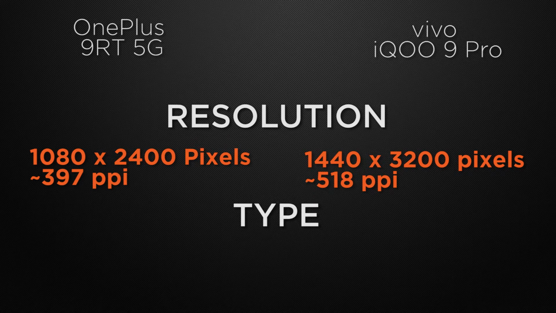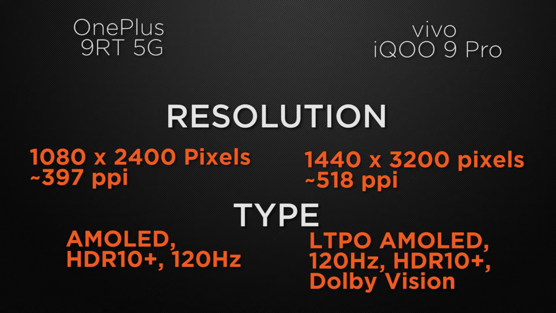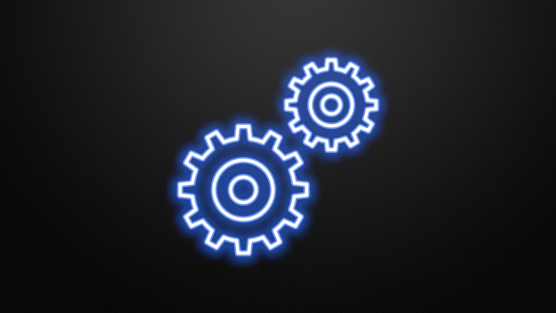And about the display type of the devices, 9RT has an AMOLED display with a 120Hz refresh rate and HDR10+ support, whereas 9 Pro has an LTPO AMOLED display with a 120Hz refresh rate and HDR10+ support, and it also has Dolby Vision. So the winner here is 9 Pro because it has Dolby Vision support, which can produce vibrant and vivid colors. Moving to the body features of the devices.